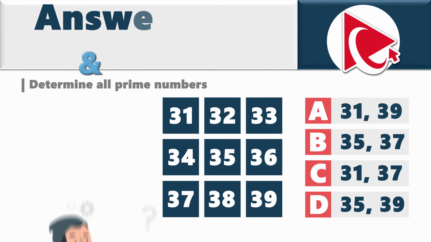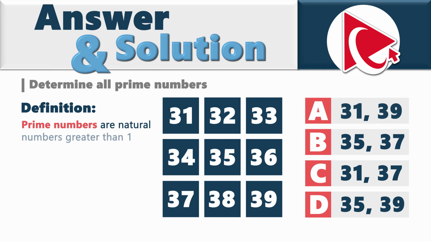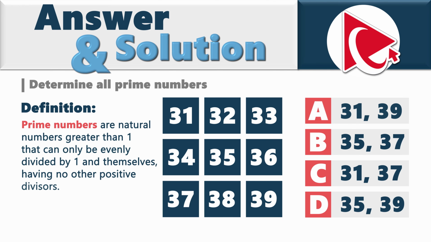Let's first understand what prime numbers are. Prime numbers are natural numbers greater than 1 that can only be evenly divided by 1 and themselves, having no other positive divisors. The sample prime numbers are 2, 3, 5, 7, 11, and then you continue going up. What's interesting is that prime numbers are fundamental in number theory and play a crucial role in various mathematical and cryptographic applications.